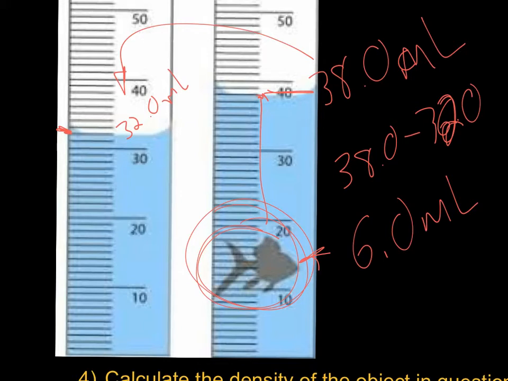And you do want to include that 0.0 because we're estimating that this water here is right on the line for 32 and right on the line for 38, so you have to include that extra 0.